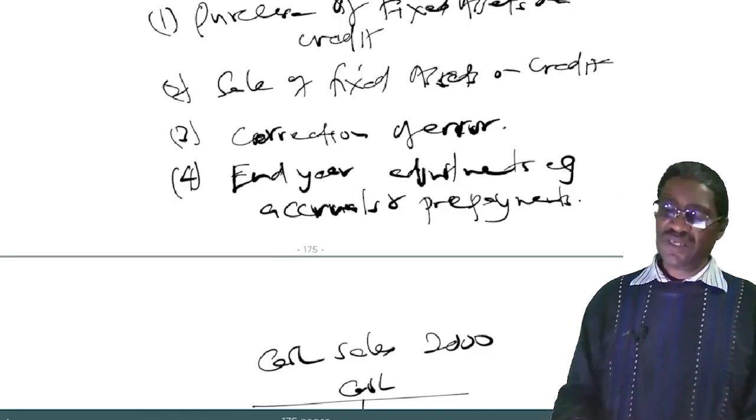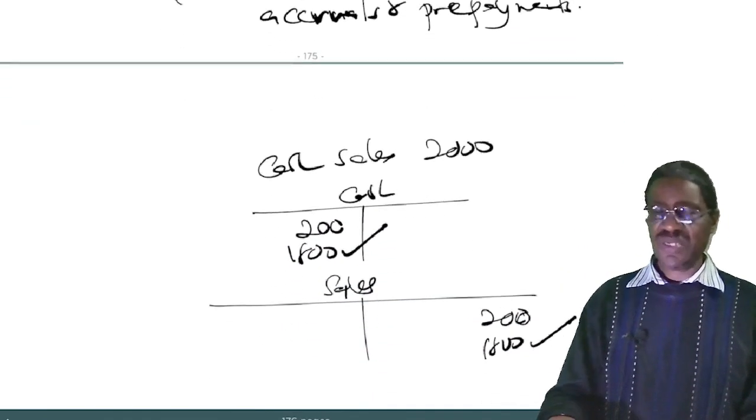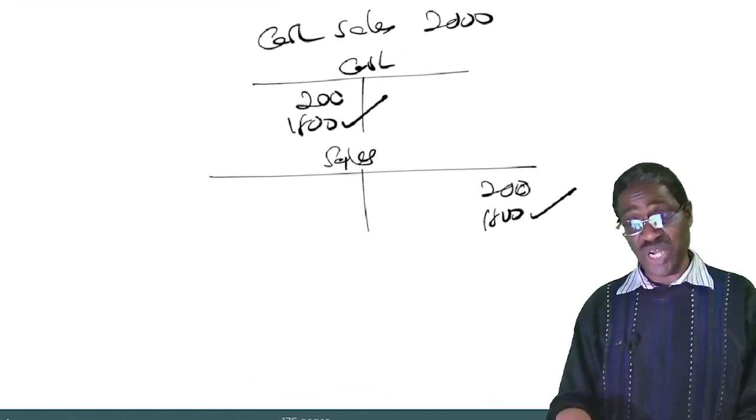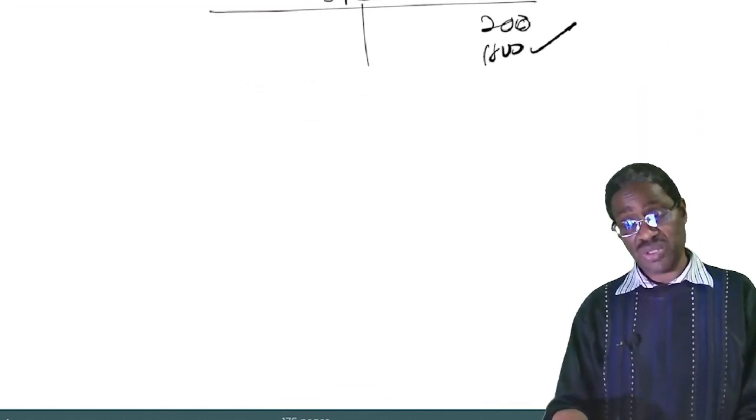Good. Now let me show you the format of the journal now. The general journal. Let me explain it.